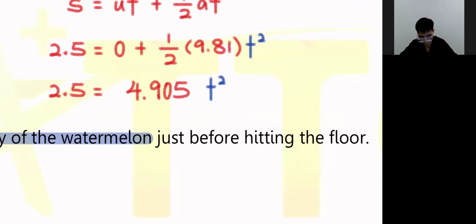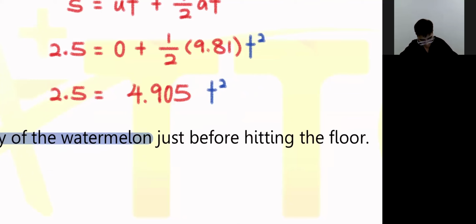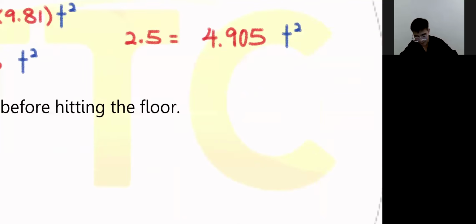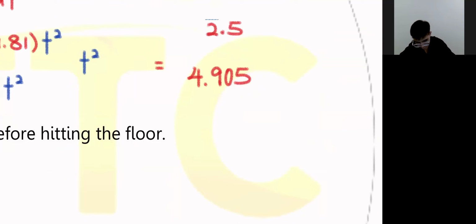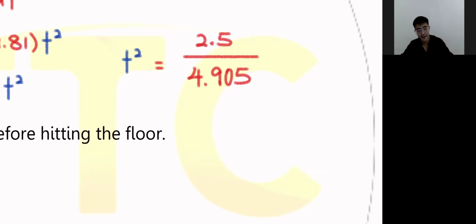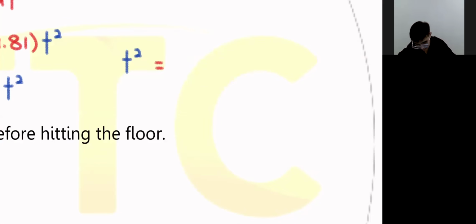To find t squared, you have to do a bit of algebra. So t squared will be 2.5 divided by 4.905. It will be 2.5 divided by 4.905 equals to t squared. Of course, you can just straight away calculate how much is 2.5 divided by 4.905. So 2.5 divided by 4.905, it will be 0.509.